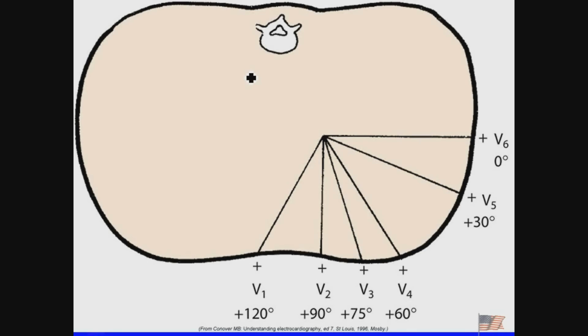12 leads, 12 different ways to look at that PQRST. 3 of them are limb leads. 3 of them are augmented voltage leads. 6 of them are chest leads. Do you want to know the names? How many are there? 12 total.